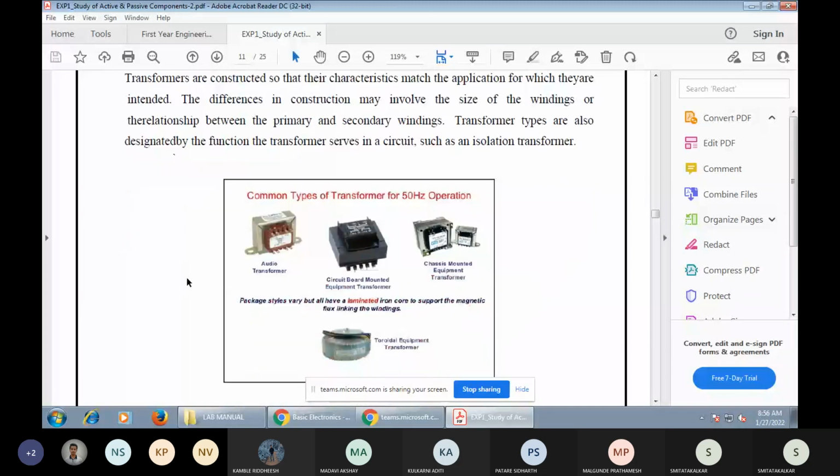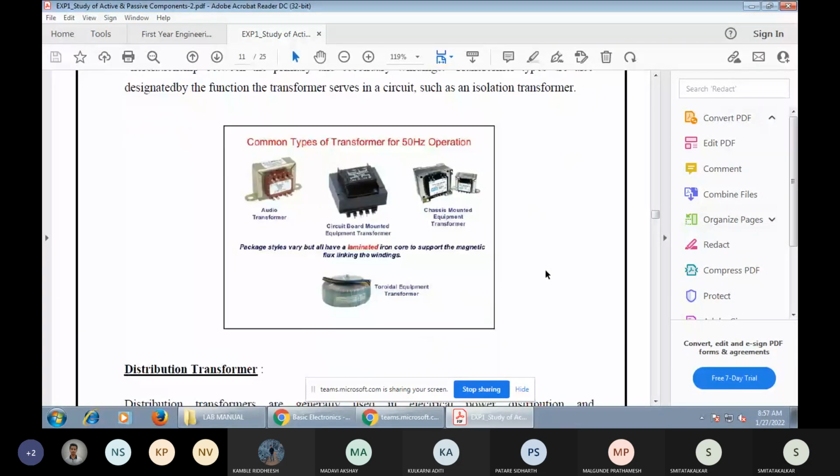These are all the types. This type of transformer you can use for audio. This type you can use for electrical and electronic circuit boards. You can use this for mounted equipment transformers. And this is a 12 volt or 15 volt chassis mounted equipment transformer. You can use these for your project, with 50 hertz operation on all these transformers.